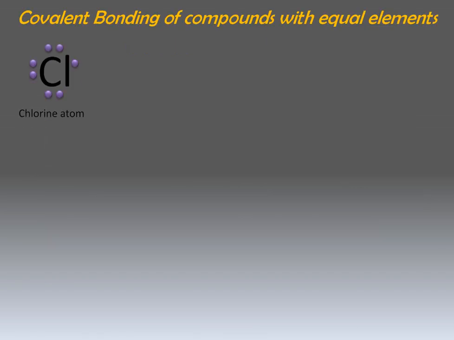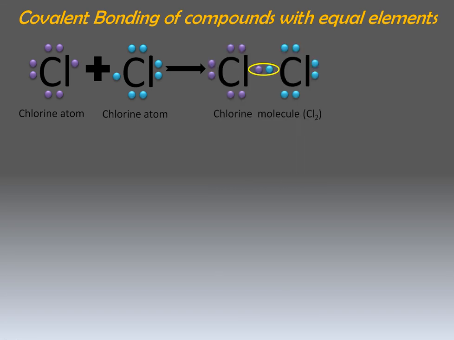Now, let's work out some examples. First, when the elements are the same. For example, one chlorine atom combining with another chlorine atom. In this case, both of them need one extra electron to complete the octet. So they will be sharing one pair of electrons, and both chlorine atoms will complete the octet by sharing them and forming the chlorine molecule.